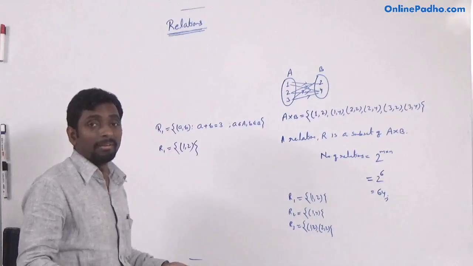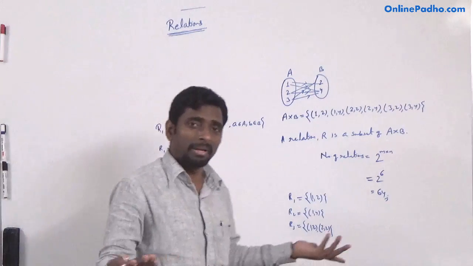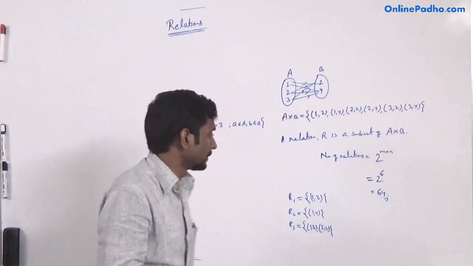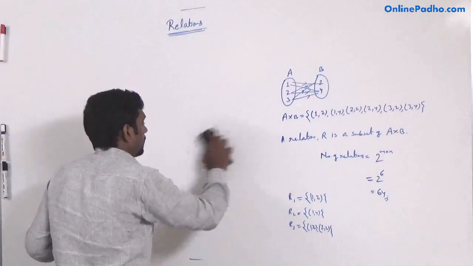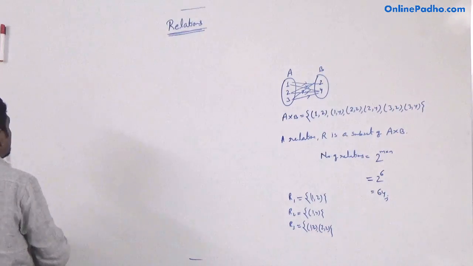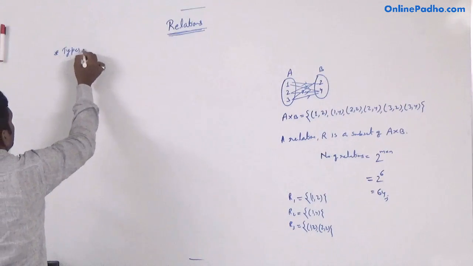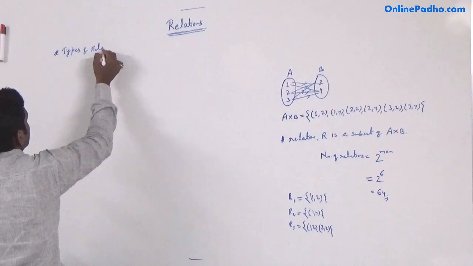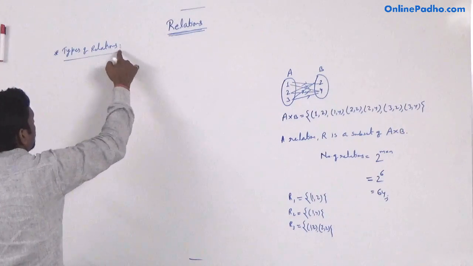You can write any relations with 1 element, 2 elements, 3 elements, 4 elements and so on. You can write many relations. Let us see the types of relations that we need to discuss in class 12.